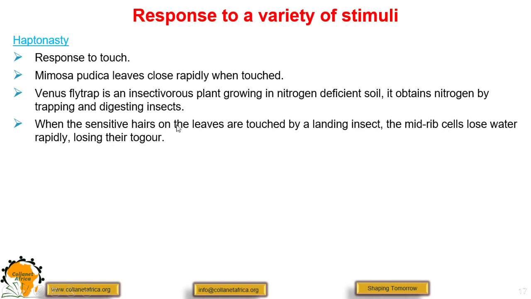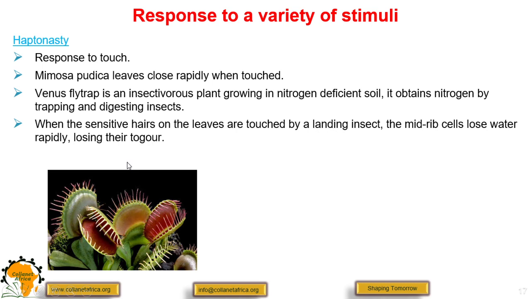When the sensitive hairs on the leaves of this plant are touched by a landing insect, the cells at the center lose water rapidly, losing their turgor. We have defined turgor pressure as that pressure which is caused by water, and it makes the plant rigid or upright. So when the cells are touched, they lose water immediately, meaning after that they lose their strength or rigidity.